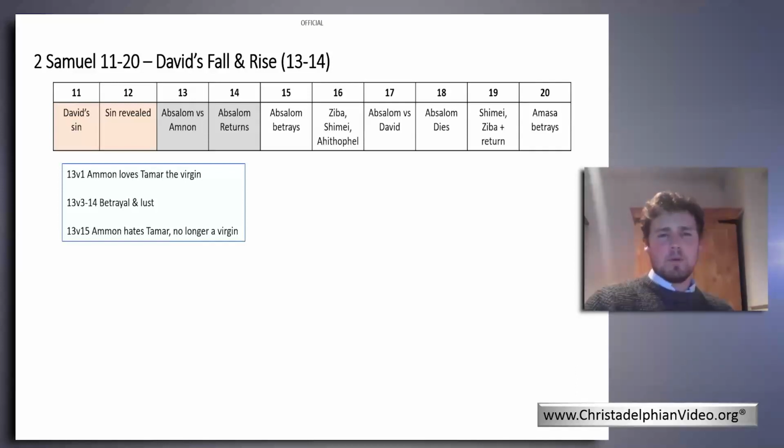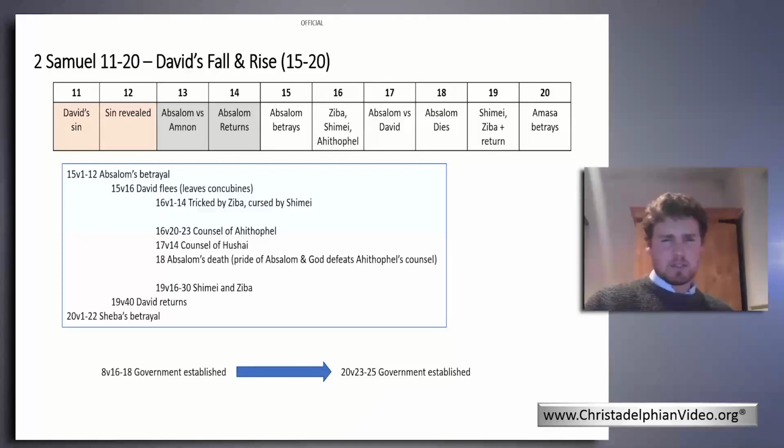But we'll move on to just the last couple of sections very quickly. So this is the third part of this penultimate section, where we have Absalom's betrayal. And Absalom betrays, David flees, he gets tricked by Ziba, and then he gets cursed by Shimei. And within the center of that, then we have the counsel of Ahithophel and the counsel of Hushai contrasted.